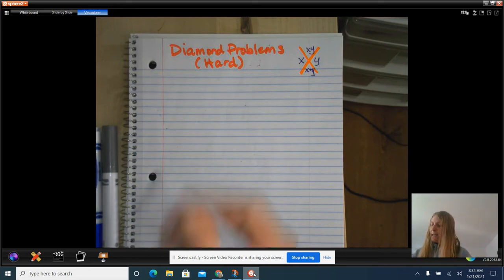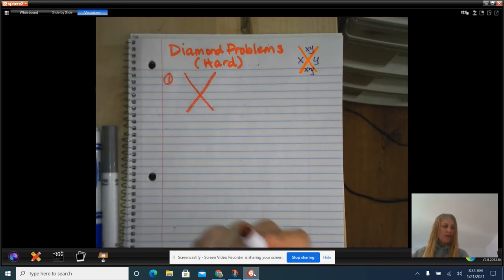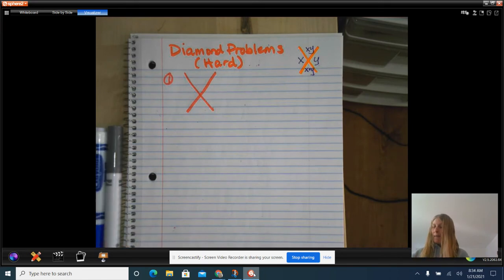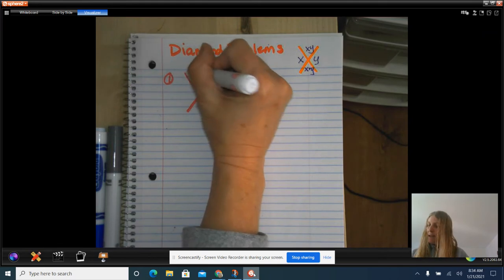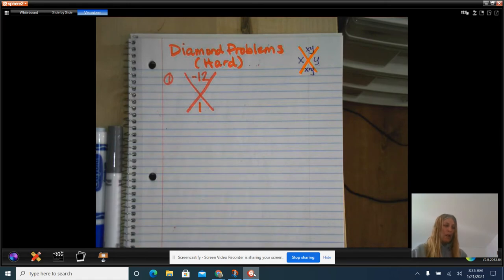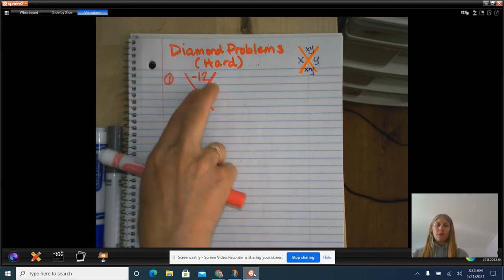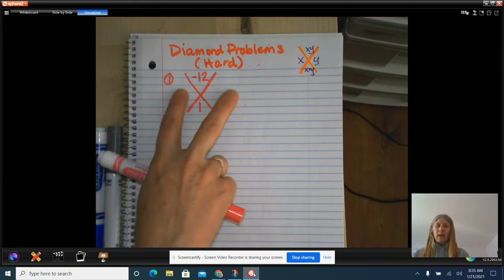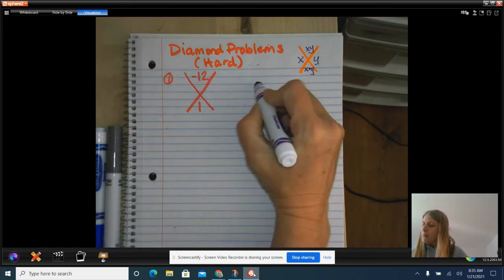So let's go ahead and take a look at our first problem, and then we're going to go through the steps of how to solve. So we're going to go ahead, once again, look at the top and the bottom, and we're going to find the right and the left. So in this case, we have a negative 12 up top and a 1 down below. So what we're looking for is two numbers that are going to multiply to be negative 12, and those same two numbers need to add to be positive 1. So let's go ahead and take a look at those steps.